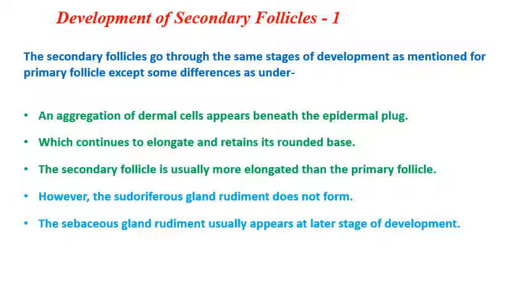The secondary follicle is usually more elongated than the primary follicle. So the follicle is more elongated here. However, the sudoriferous gland rudiment does not form because secondary follicles don't have the sudoriferous gland, and the sebaceous gland rudiment usually appears at a later stage of development.